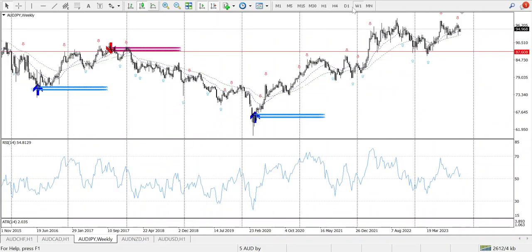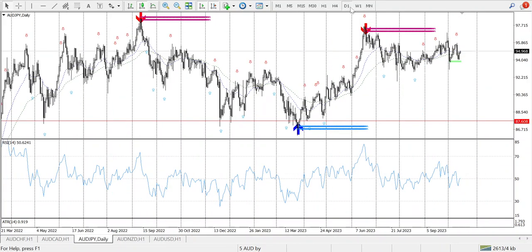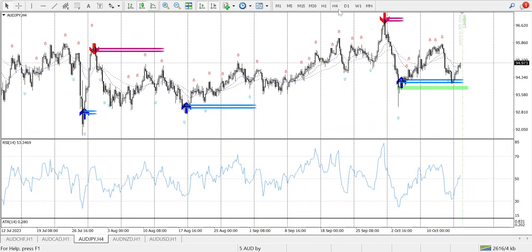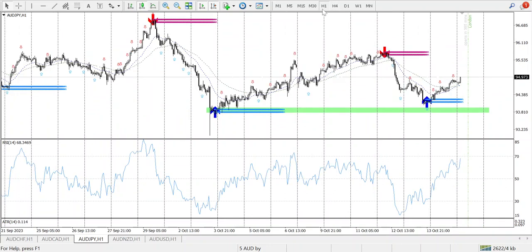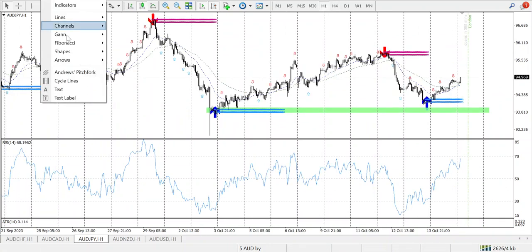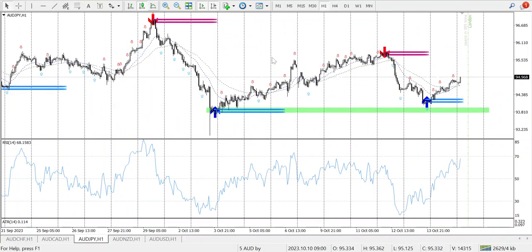Weekly, it is uptrend. Daily, uptrend. Hour 4, uptrend. It is making uptrend on hour 1. I am late to enter right now. Let me first enter it, then we will discuss it.